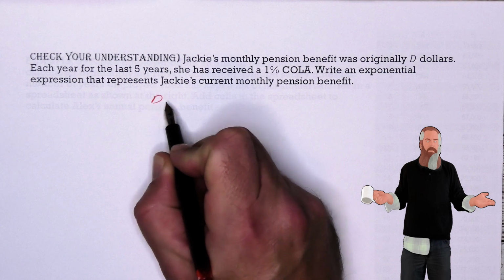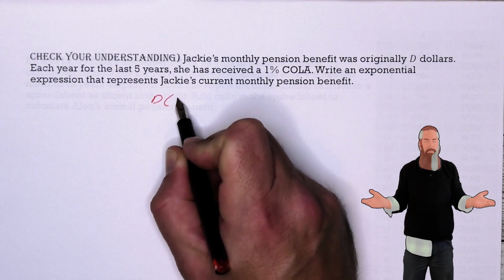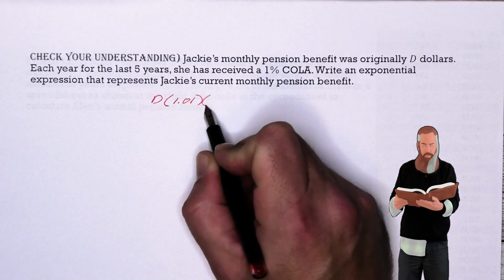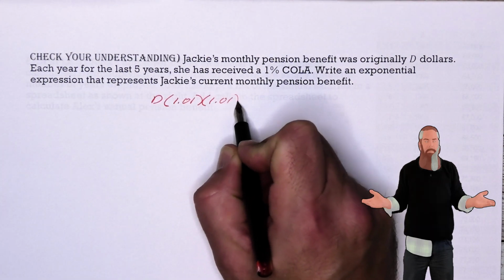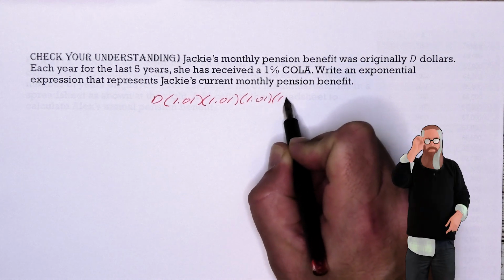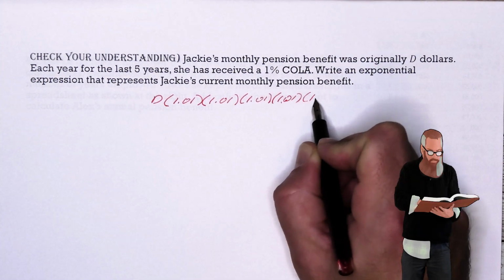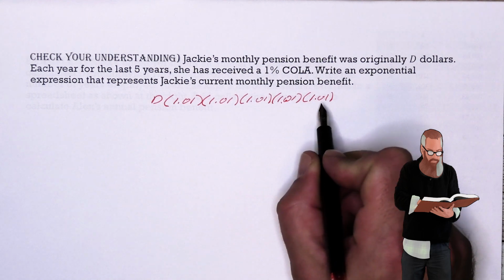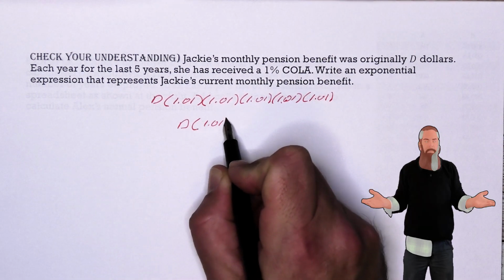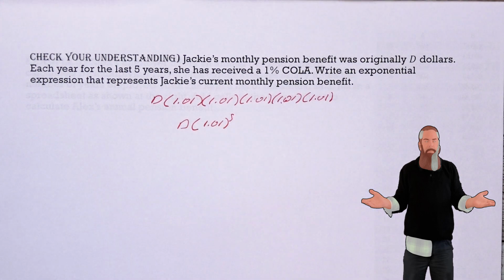Well, we know that she makes D dollars, and for the first year, we could multiply that by 1.01. The second year, multiply that by 1.01, and the same for the third year, the fourth year, and the fifth year. Knowing that, we could write all of this shorter as D times 1.01 to the fifth power.